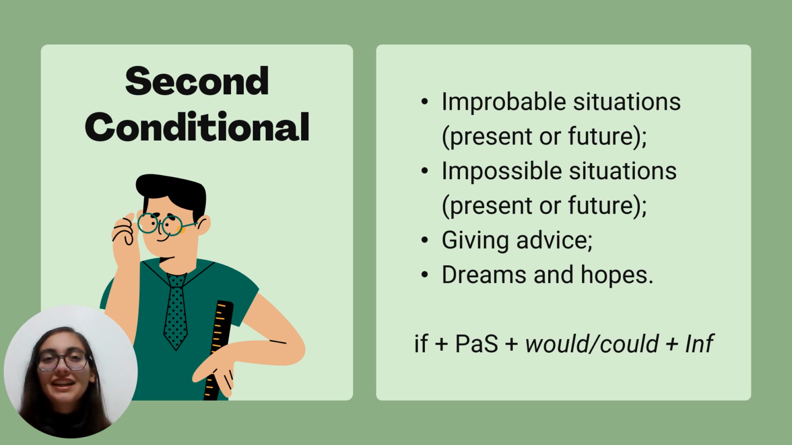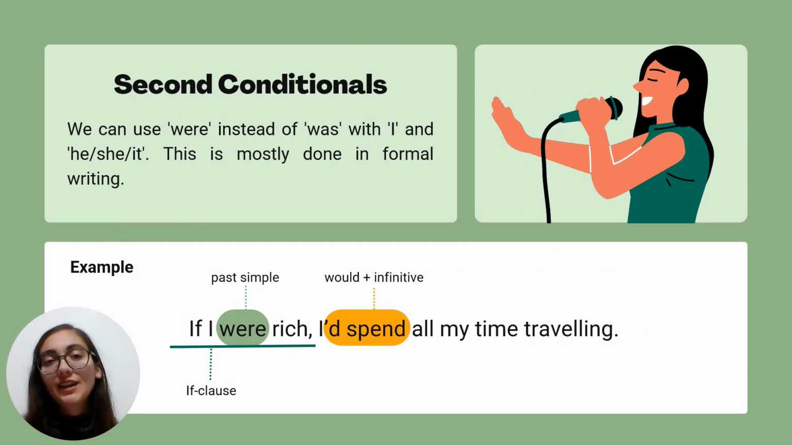Now we have the next kind of conditional sentence, which is the second conditional. This is used for things that are impossible or improbable. We can use it to talk about dreams or hopes. We build it by using the past simple on the if clause, then would or could plus infinitive in the main clause.